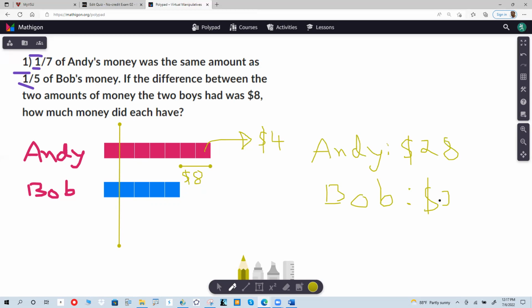And let's check. Clearly, the difference between the two amounts is $8. So the first check is fulfilled. And find 1/7 of 28. 28 divided by 7 is 4. And find 1/5 of 20, which is also 4, and 4 is equal to 4. So the first part matches. Generally, when one part matches, the other generally matches, but it's a good habit to check both. So my answers are this.